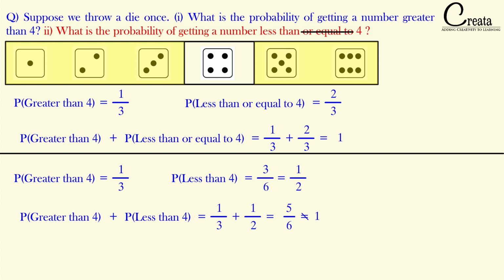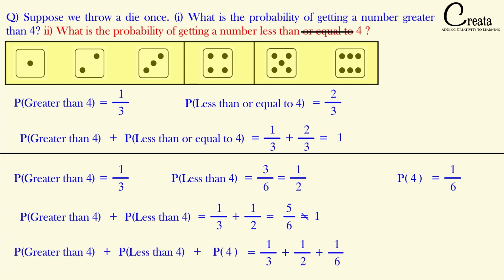Suppose we have to calculate the probability of getting the number 4. It will be 1 by 6. The number 4 in the numerator is only 1, and 6 in the denominator, that is 1 by 6. If we add 1 by 2 plus 1 by 3 plus 1 by 6, that is, we are adding the probability of all the possible events, we will get 1. The sum of 1 will come when we add the probability of all the events. This is very important in the question.